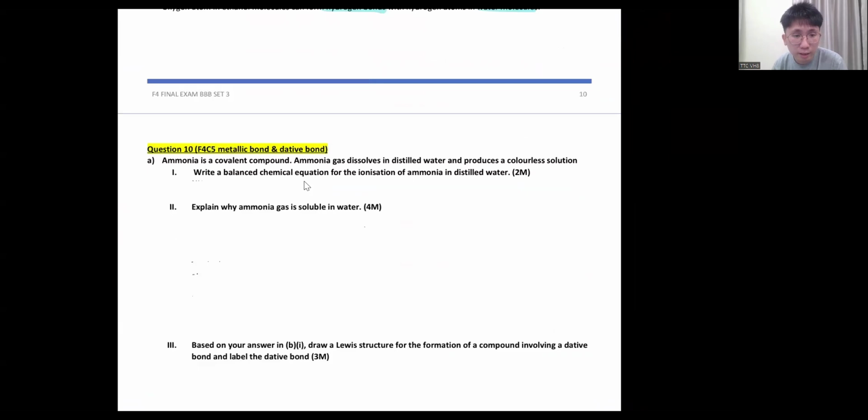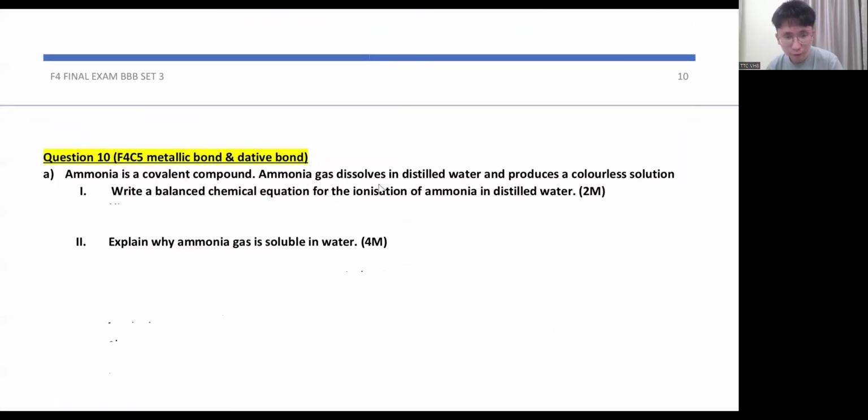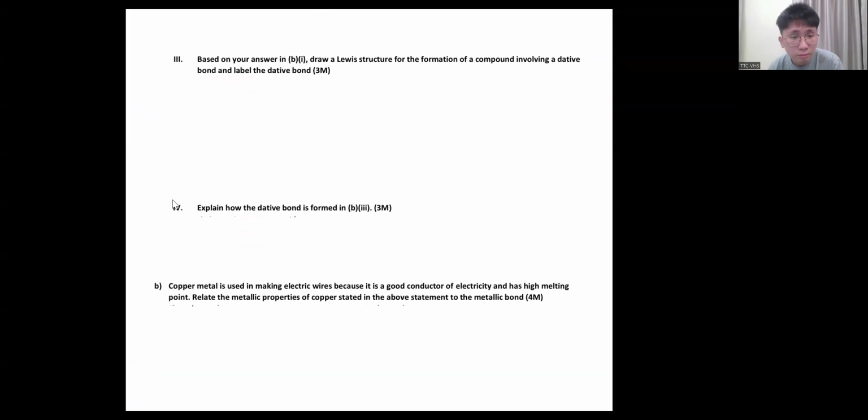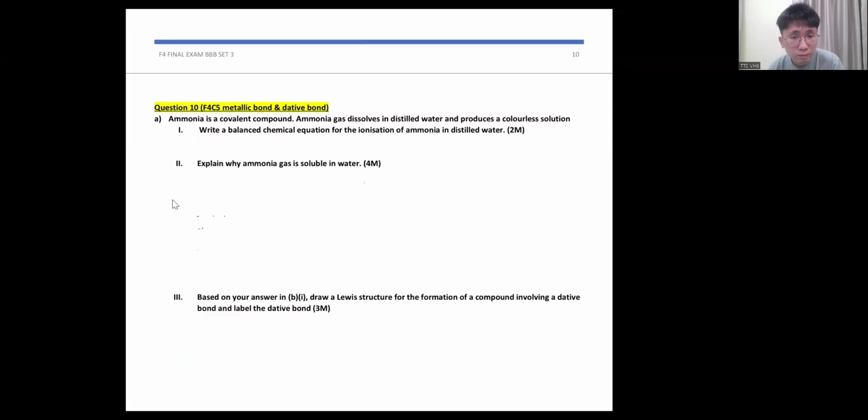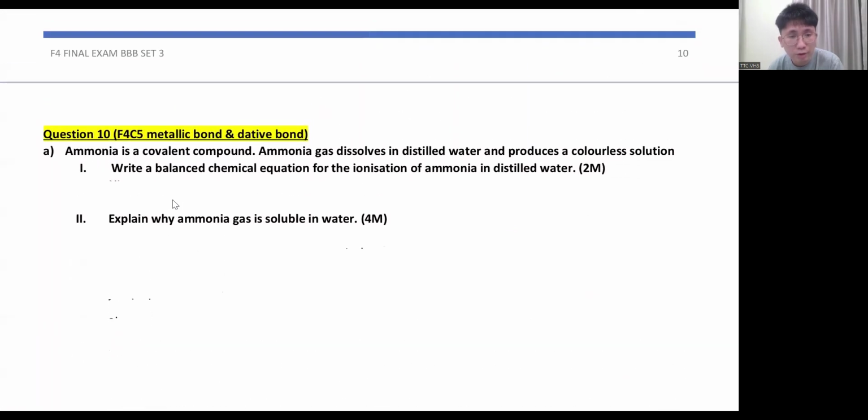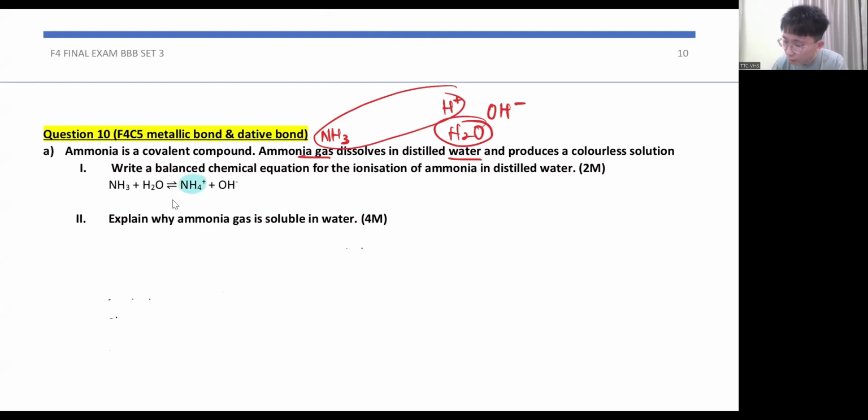Okay, then last question. You see, ammonia is a covalent compound. It dissolves in water and produces an alkaline solution. Okay, this one involves a little bit, but can. So ammonia is NH3. And then it dissolves in water, H2O. So what is inside H2O? There is H plus and OH minus. So this combines. When this combines, it becomes what? Eventually it becomes NH4 plus. So we call this the ammonium ion. So the NH3 takes the H plus, becomes NH4 plus. And then your OH minus is formed at the back.